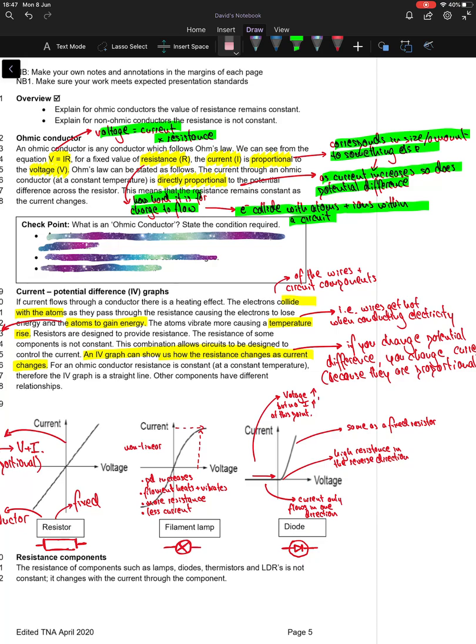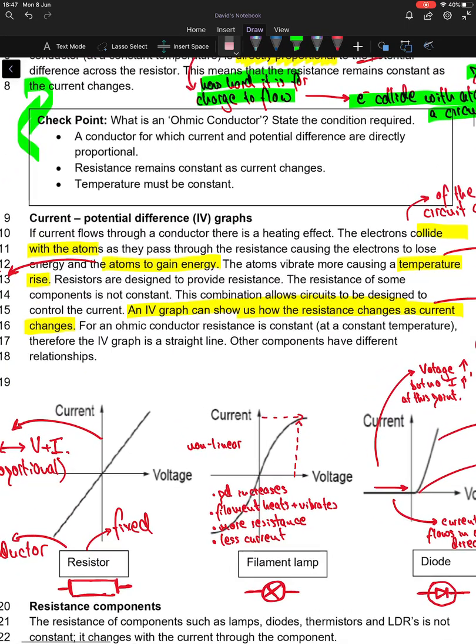Right. Should have unpaused the video and see if you can answer the question, what is an ohmic conductor? State the conditions required for it. The answers are obviously in the paragraph above here, just to get you to review that. So an ohmic conductor is a conductor for which current and potential difference are directly proportional. And then that means the resistance remains constant as the current changes, and the temperature must be constant.